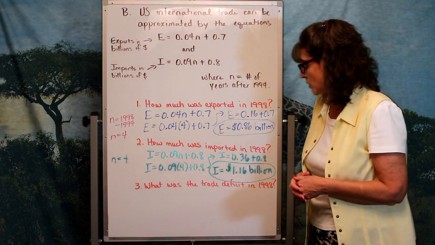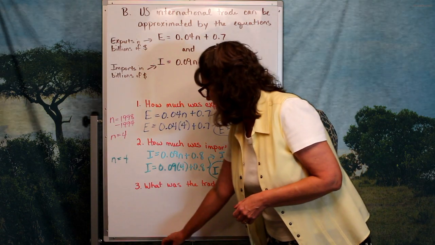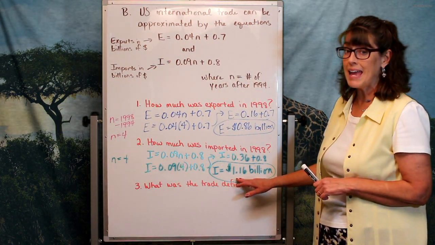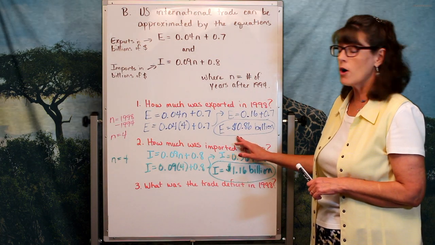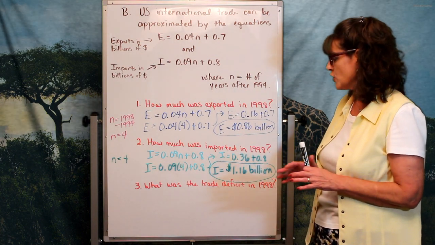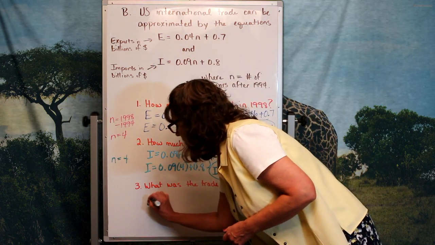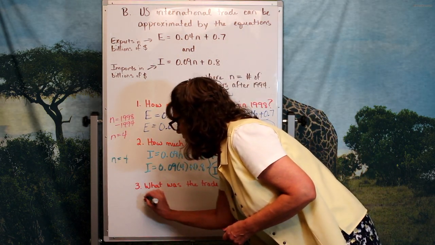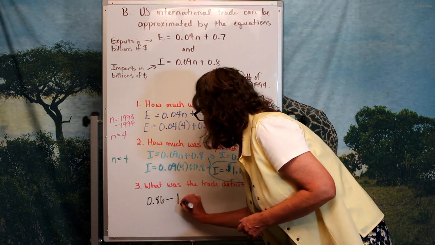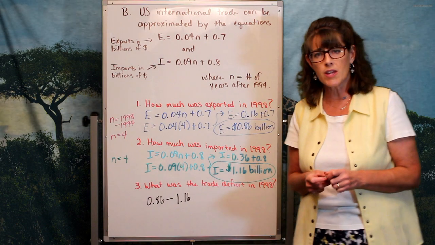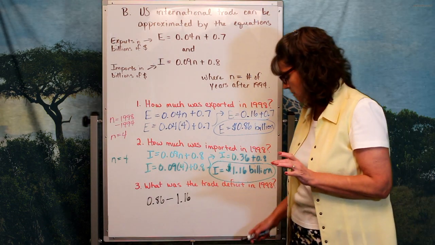So let's see how this is working. It says that we're in a trade deficit, and you can see most definitely we are paying more than what we are bringing in. So to figure out our trade deficit, I'm going to take this $0.86 billion and subtract the $1.16 billion. And I know you may be thinking, why are you doing it that way? That makes no sense. You'll see here in just a minute.